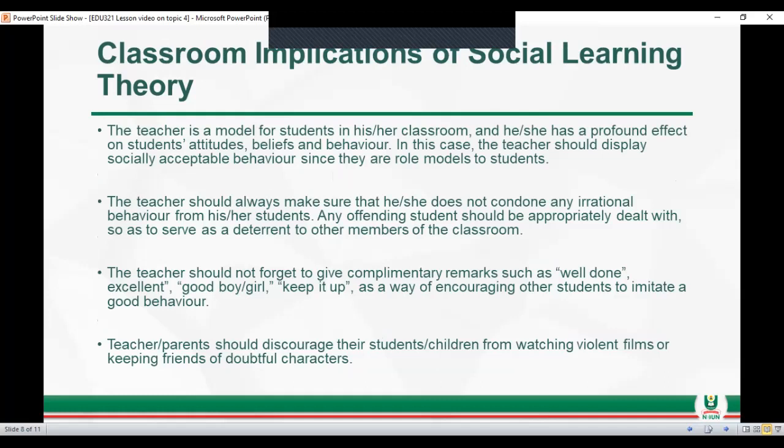What are the classroom implications of social learning theory? The teacher serves as a model, we have said that, for students in his or her classroom. And the teacher has a profound effect on students' attitudes and behavior. In this case, the teacher should display socially acceptable behavior, since they are the role models to students. Teachers have to be careful in the way they behave, being that the students are watching them, so that they don't impact negatively on these students.